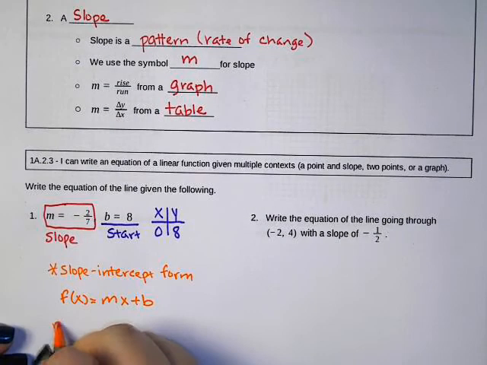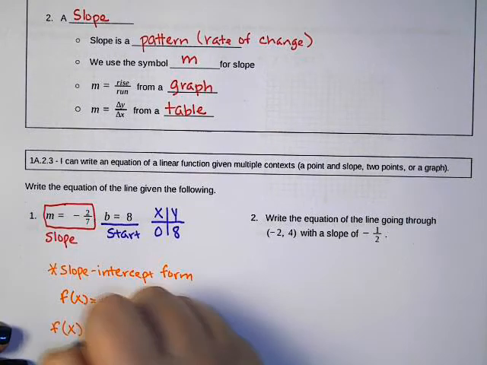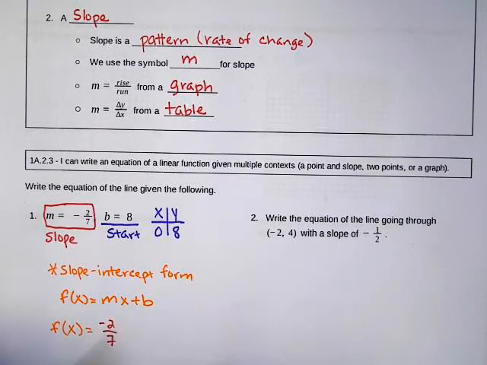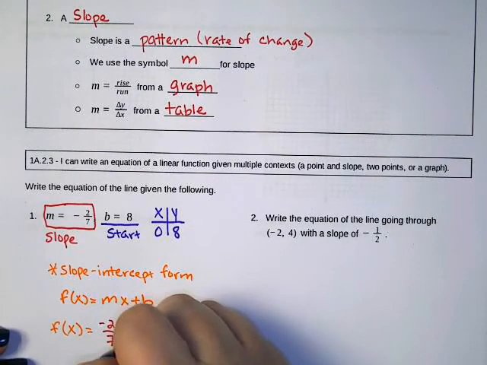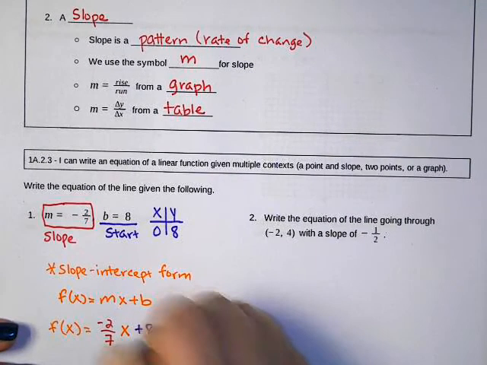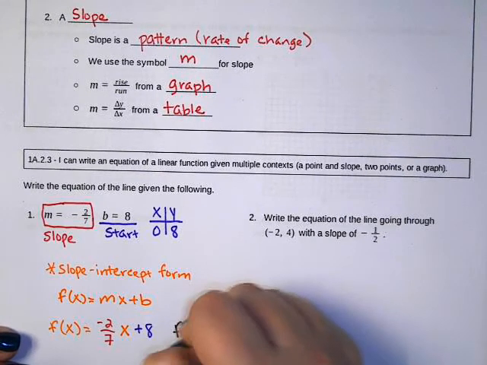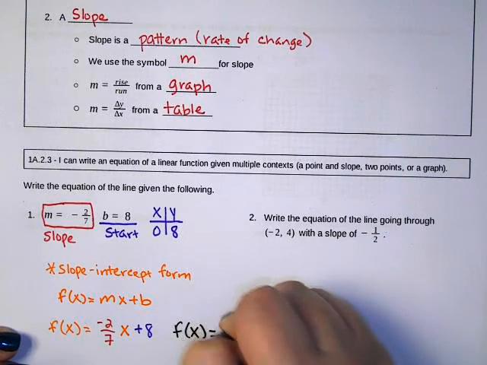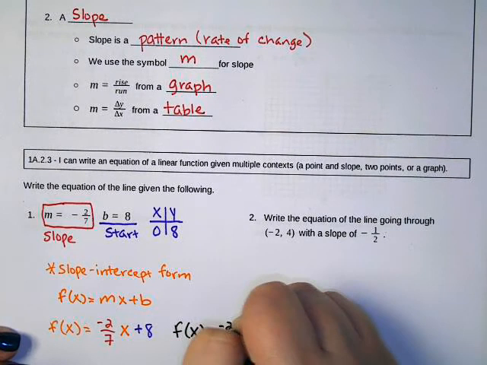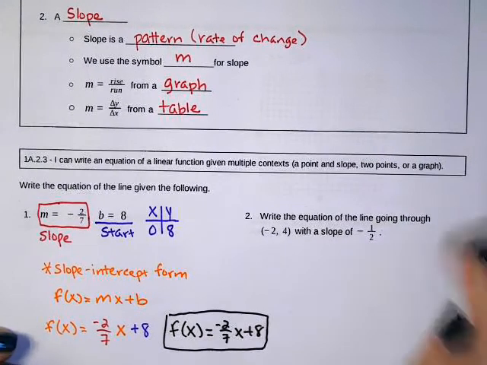So in order to write this equation then, it's just going to be f of x equals our slope, which is negative 2 over 7, times x, plus our b value, which is plus 8. So if we want to write it all in one color, we can just do f of x equals negative 2 over 7x plus 8. And there's our equation in slope-intercept form. Nice and easy.